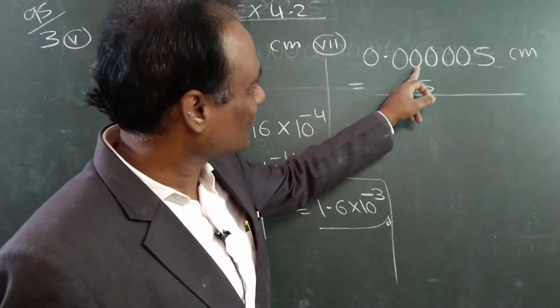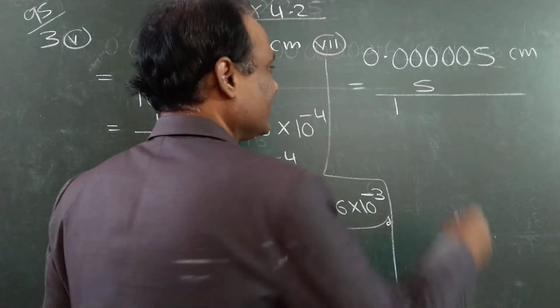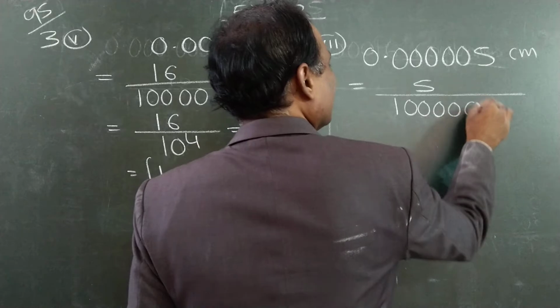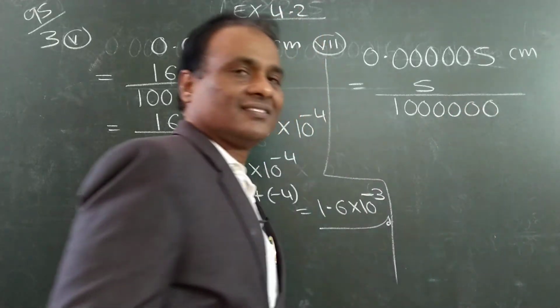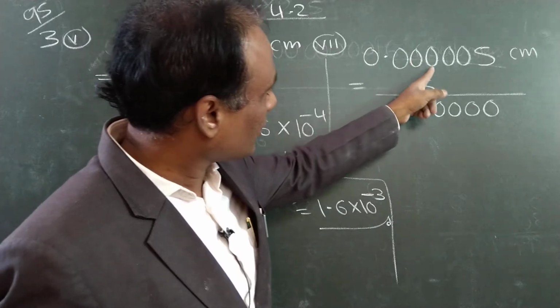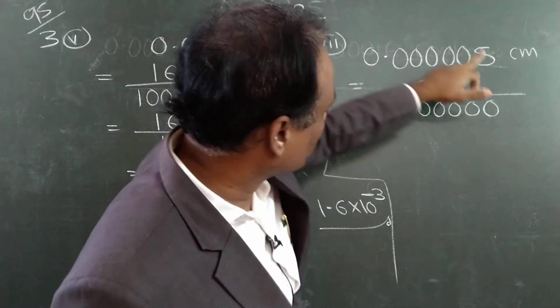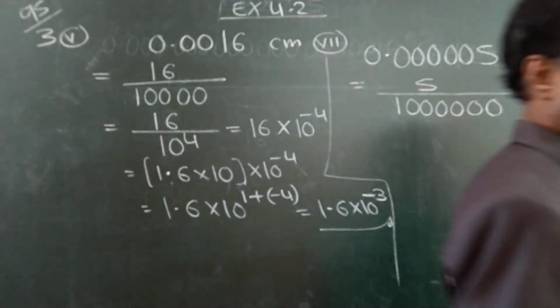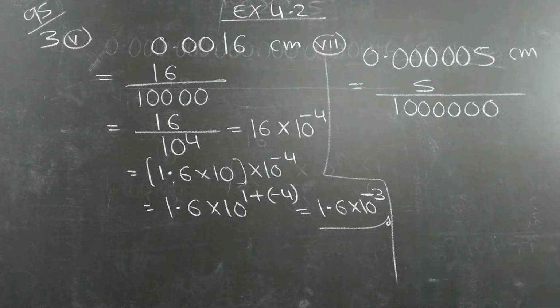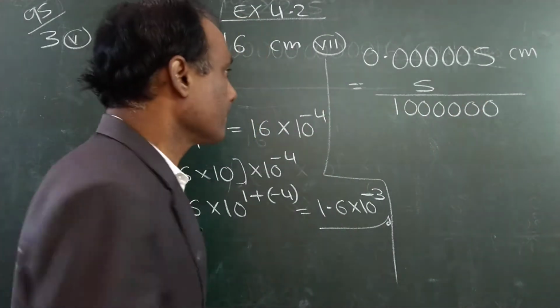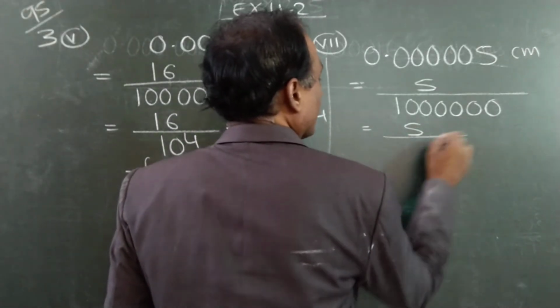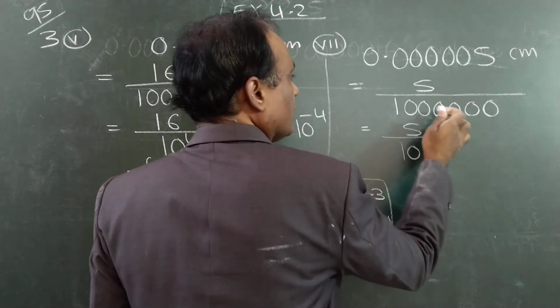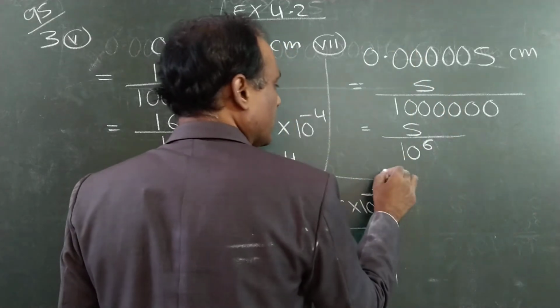After decimal, 1, 2, 3, 4, 5, 6 digits. If you are removing the decimal, write only 5. After 1, put 6 zeros. Ten to the power of 6. Take it into the numerator.